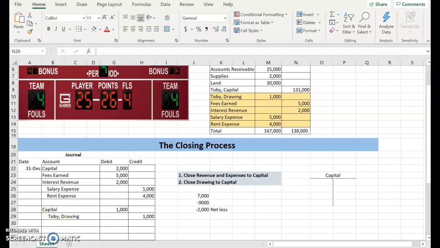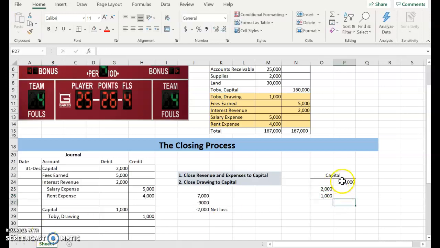So let's look and see what's happened to capital during our closing process. It started out with a credit balance of $131,000. I meant to change this. Our capital account, our beginning balance, is going to be $160,000. And during my closing process, I reduced it for $2,000, and that was my net loss. And then I reduced it again for my drawing for $1,000.